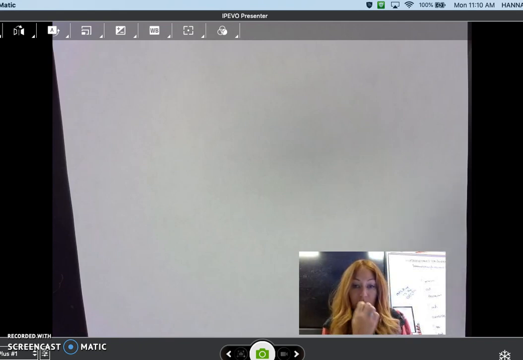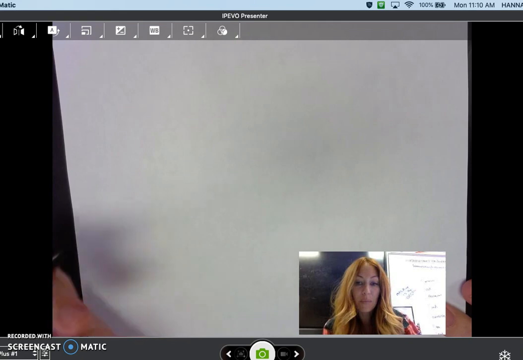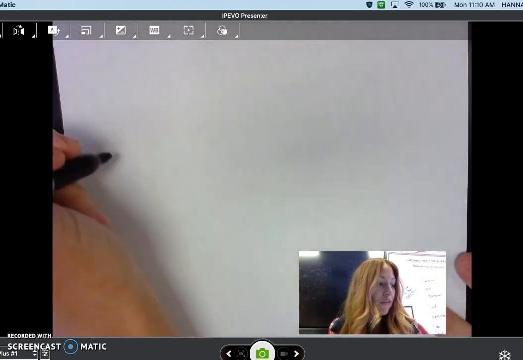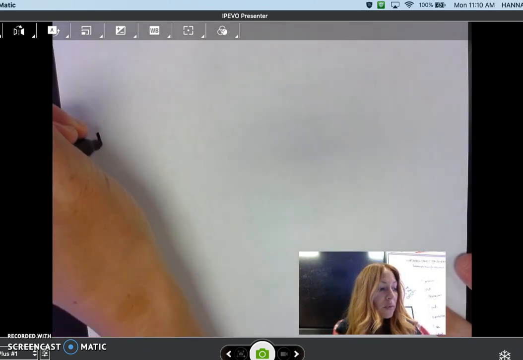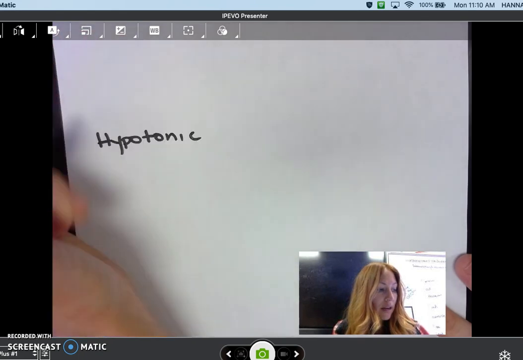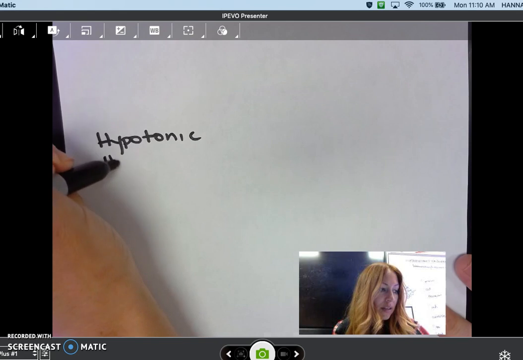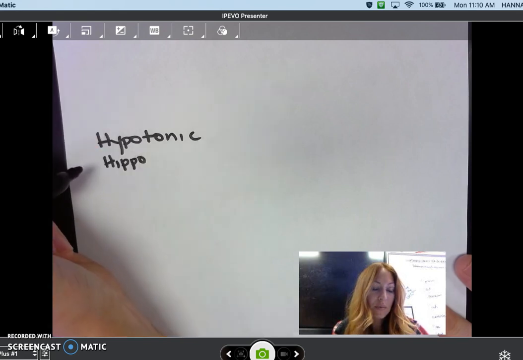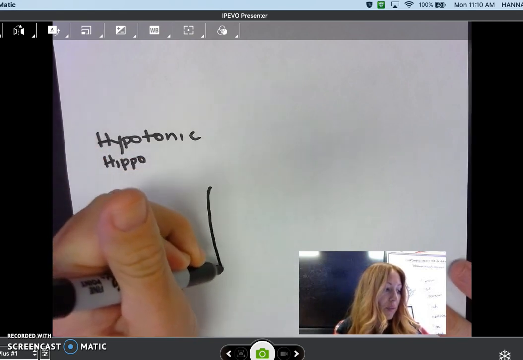So we're going to talk about three different solution types, and then I'm going to help you guys get ready for the worksheet that I have for you. So let's start with hypotonic. I kind of remember hypo and that it's kind of like a hippo. And an easy way to remember that is that let's say we've got a beaker right here.